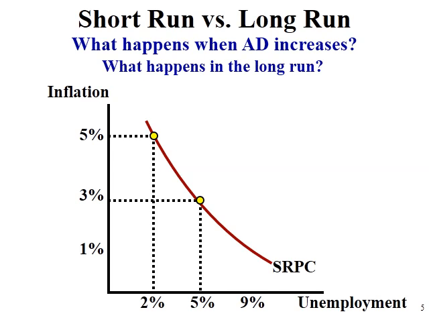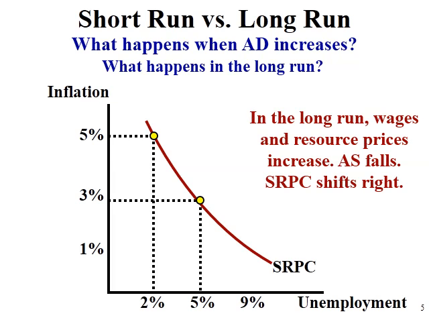Now the question is what happens in the long run? We made the same type of movement on our ADAS graph. We represented what would happen in the short run, and then we could also show what happens in the long run. So let's see what happens in the long run. Now again, in the long run we know that the difference is that wages or resource cost will go up or down with the change in price level.